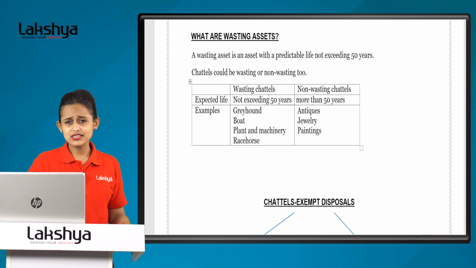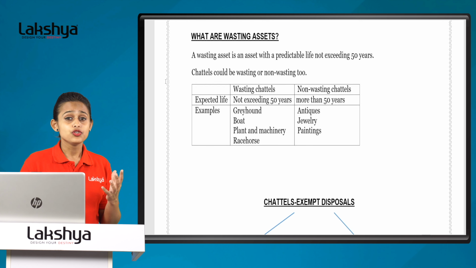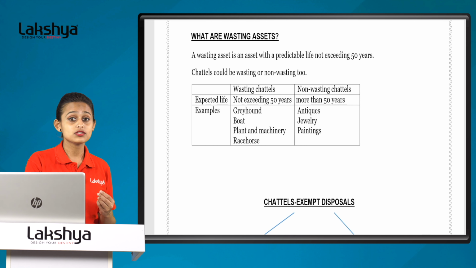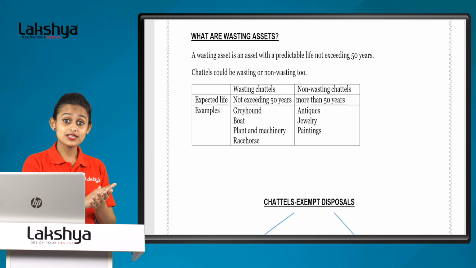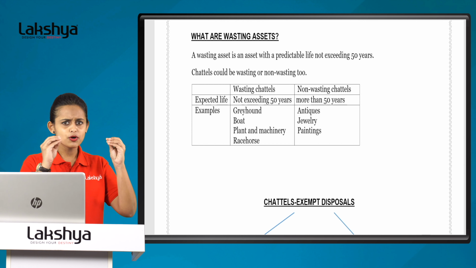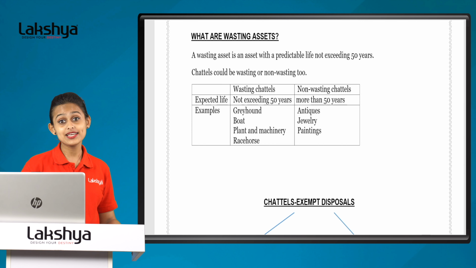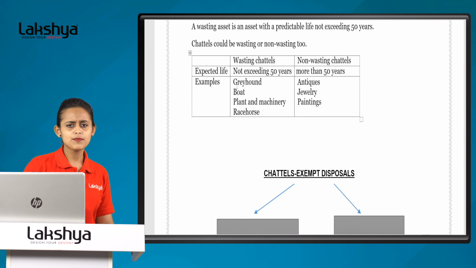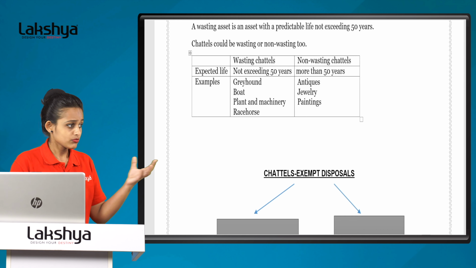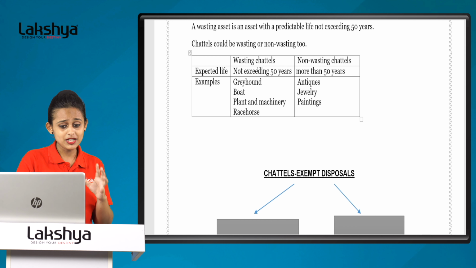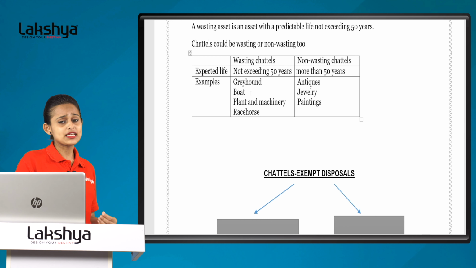So, the reason I told you the example is, in the exam, you should be able to identify whether it is a wasting chattel or a non-wasting chattel. You should be able to identify if it is a chattel or not. You should be able to identify if it is a wasting chattel or a non-wasting chattel. It's very important to be able to identify. This is a very key exam skill. Now, the table I've put there for you shows frequently tested examples in the exam.